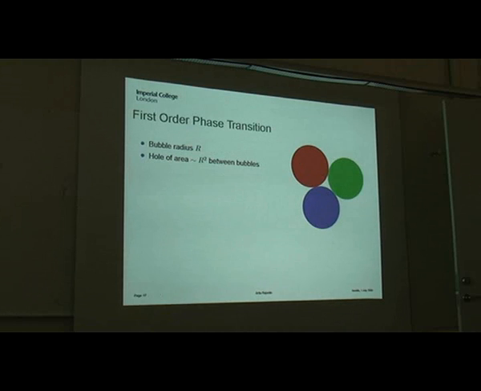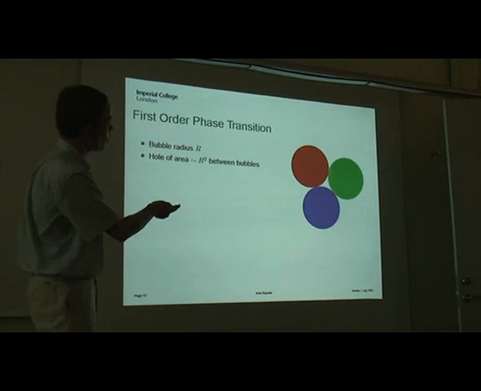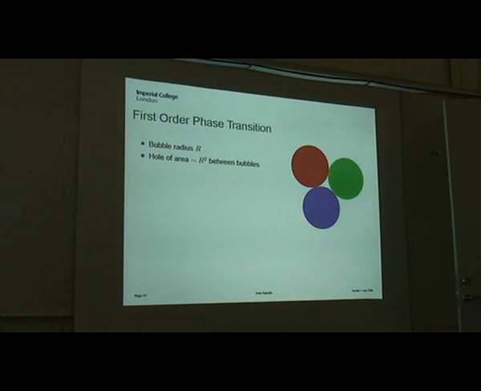Okay, so let's now think again of the first order phase transition in a gauge theory at a non-zero temperature. Very simple setting. Again, you have these bubbles which nucleate, grow, and collide. And usually, when you have collision of 3 bubbles, I mean, they don't have to collide at exactly the same time, but there is generally a hole left between them.